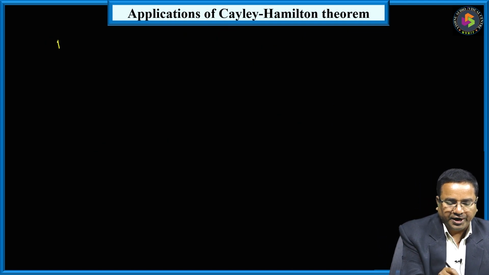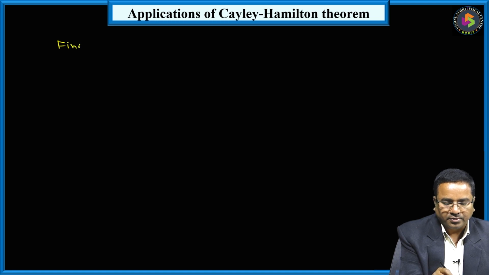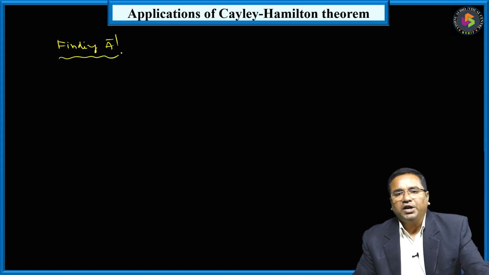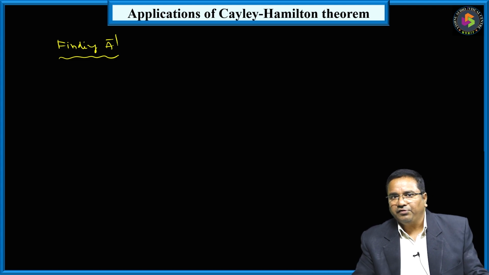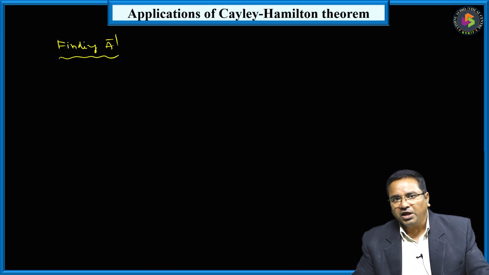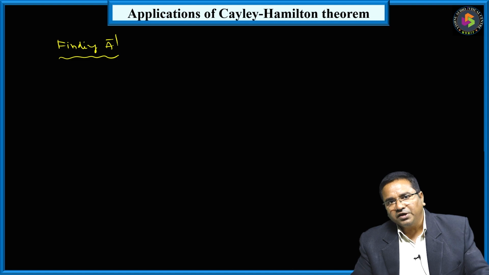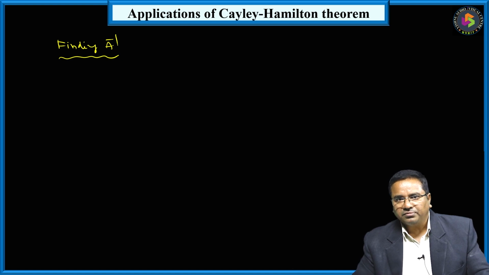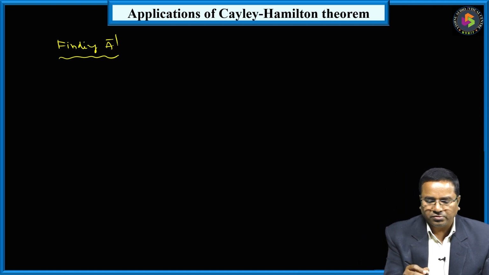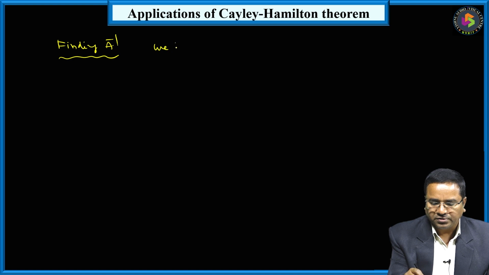So next, finding A inverse. Then how to find A inverse? Already we know the general method, but here the intention is by using this theorem, the Cayley-Hamilton theorem, how to find the inverse of the matrix. But just now we proved A satisfies its characteristic equation by Hamilton theorem. So we have the result.